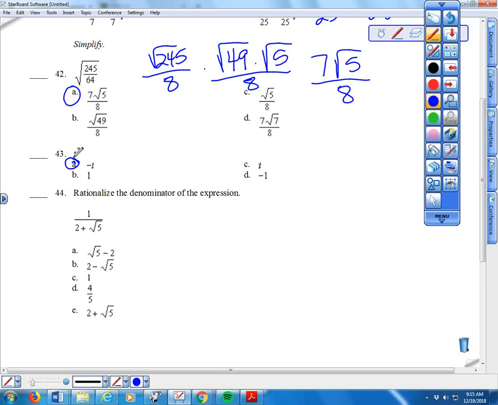And if you can't remember it, i to the first is i. i to the second is just i times i, which is the square root of negative 1 times the square root of negative 1. Anytime you multiply two square roots, it's just the radicand, which is negative 1. That's i squared. i cubed is i squared times i, which is just negative i. And then i to the fourth is i squared times i squared. Negative 1 times negative 1 is 1. So you can derive the first four real easy if you can't remember.